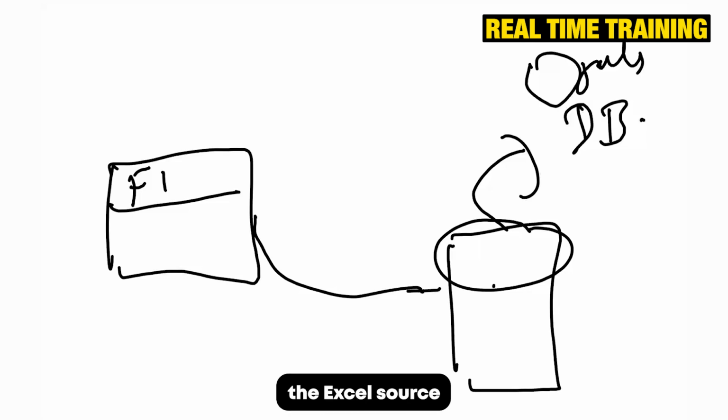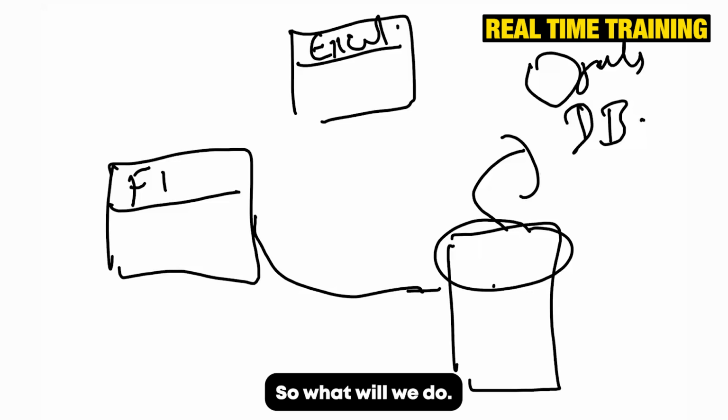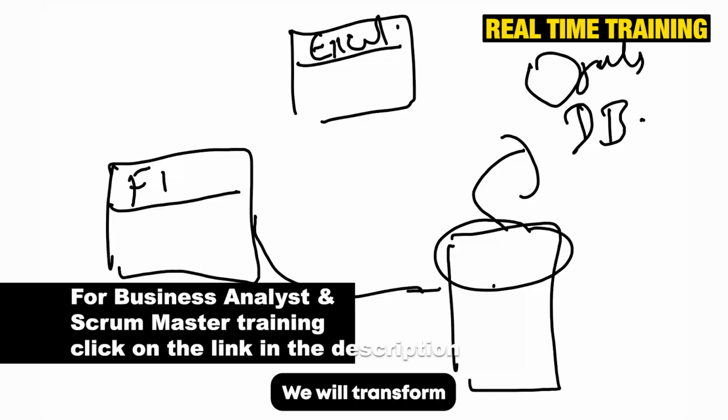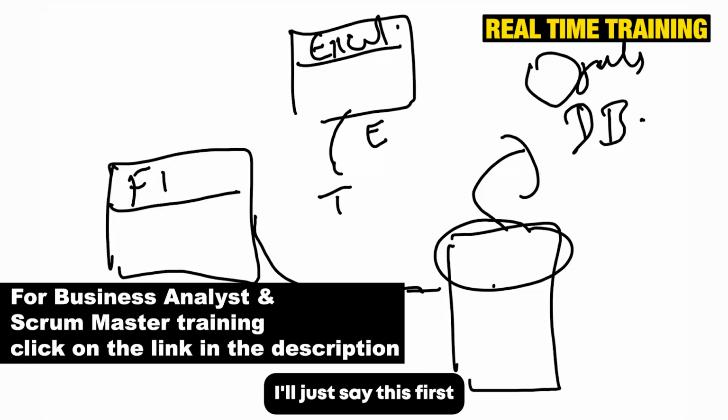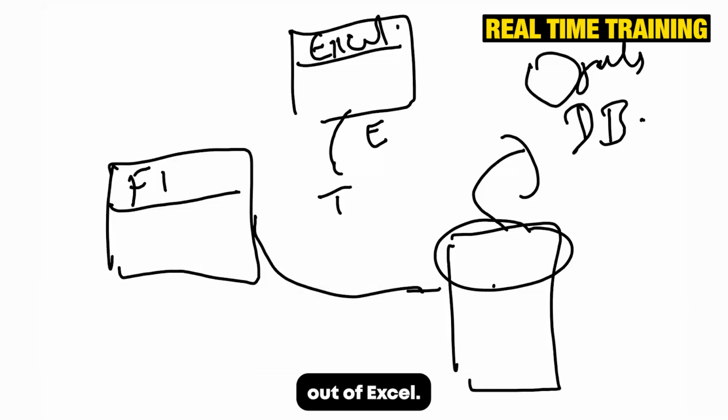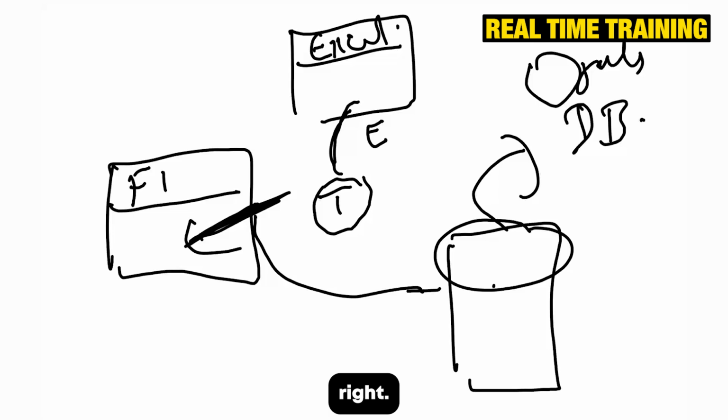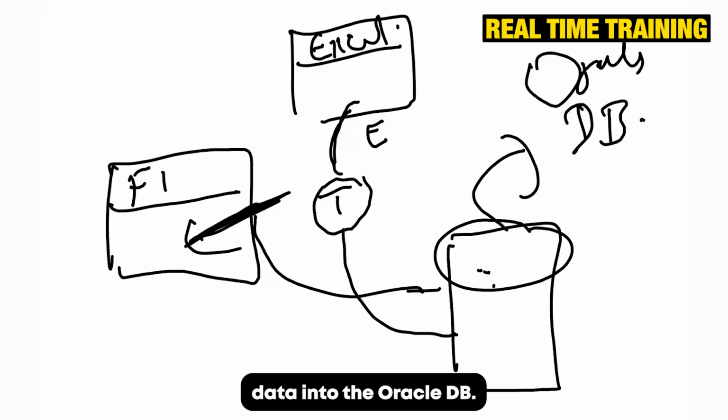So there is the Excel source which has the 2 years of information. So what will we do? We will do ETL. We'll extract the data. We'll transform the data. I'll just say this first and then explain the transformation part. So we'll extract the data out of Excel, transform the data so that it's conducive to be put in a page, and then load the data into the Oracle DB.